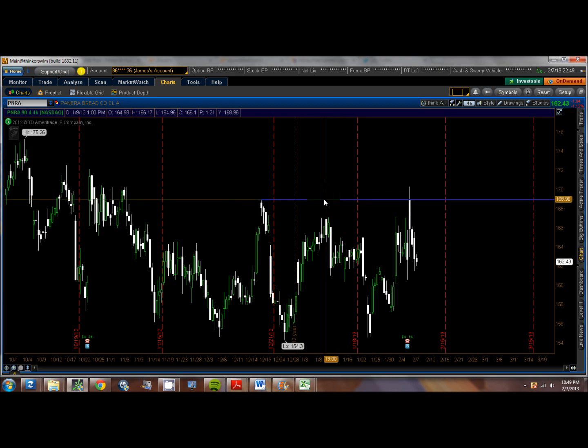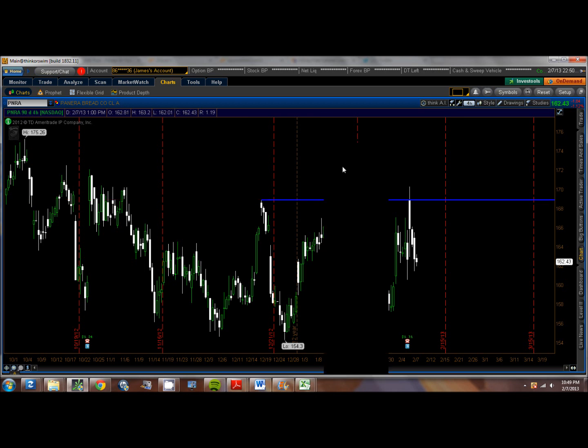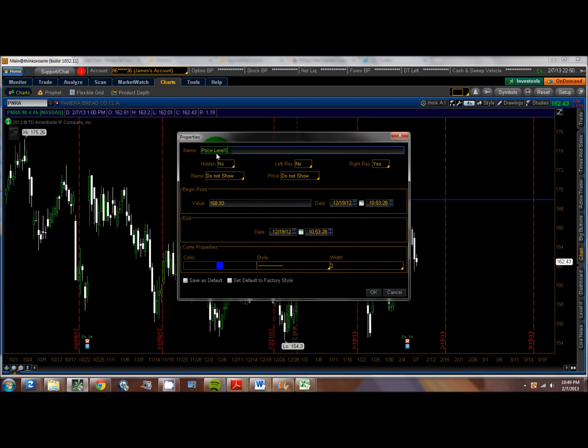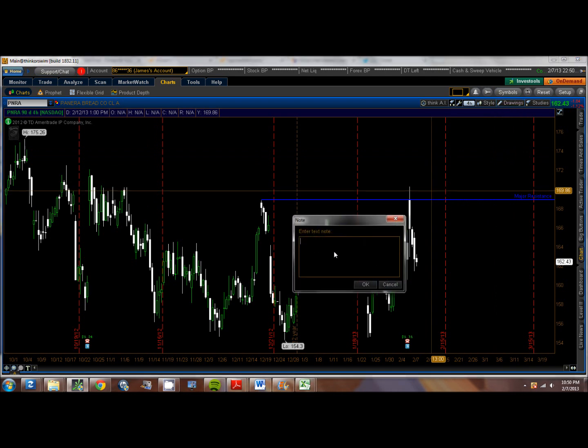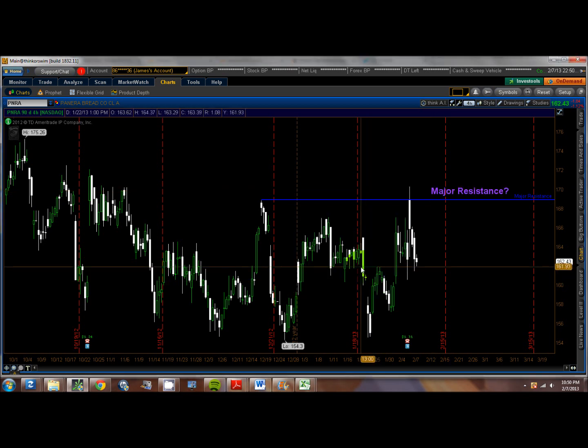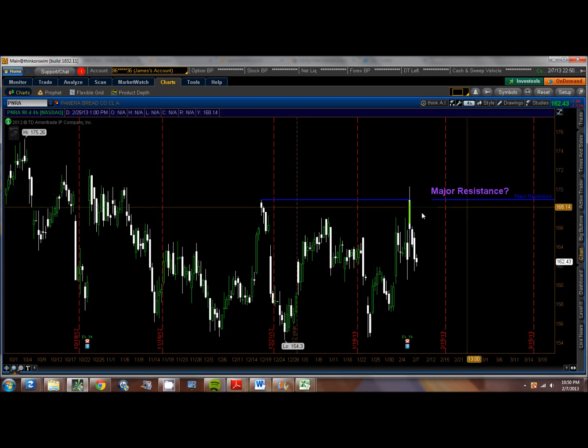So I'm actually going to label that. You can label it a couple different ways. You could right click, go to edit properties, and name this major resistance, and then have the name show at the right edge. Okay, so now over there it says major resistance. Or you could go to drawings, text note, and just left click right there and type major resistance. Obviously, we like to always put a question mark because you can never be 100% sure. Either one is fine.